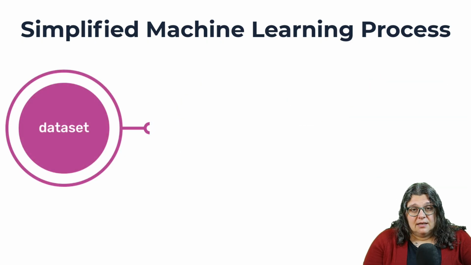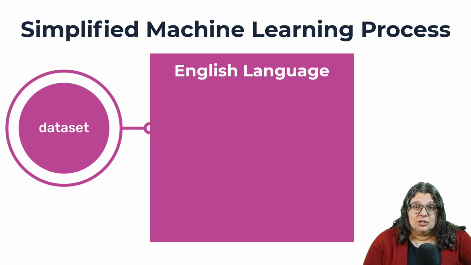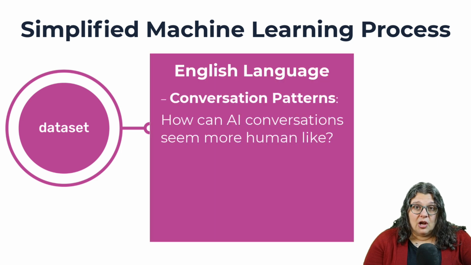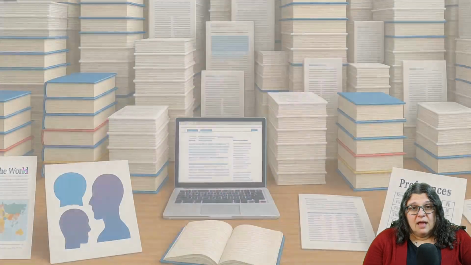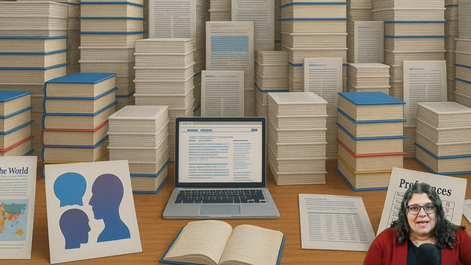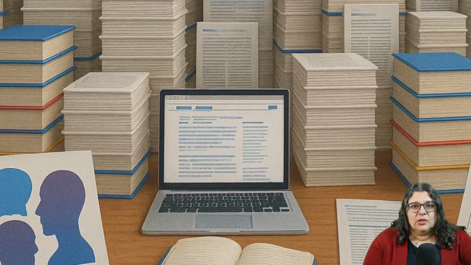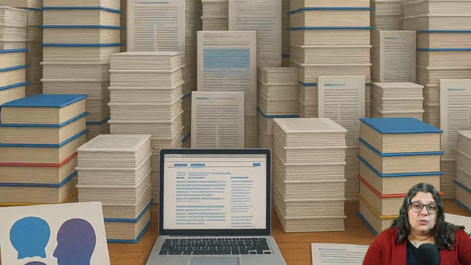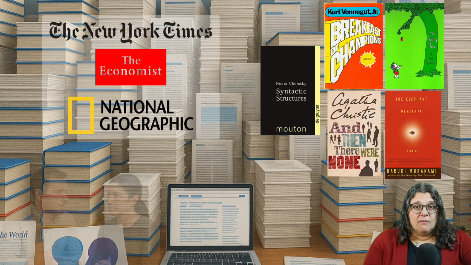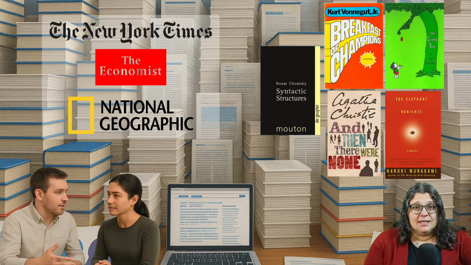First, the dataset. Since it is a language model, we also need to teach it to learn English, learn our conversation patterns, and learn our preferences. The AI is trained on a massive collection of examples, including public websites like Wikipedia, X, and Reddit, as well as books, articles, conversations, and many other digitized texts. You can think of this as the AI's training material.